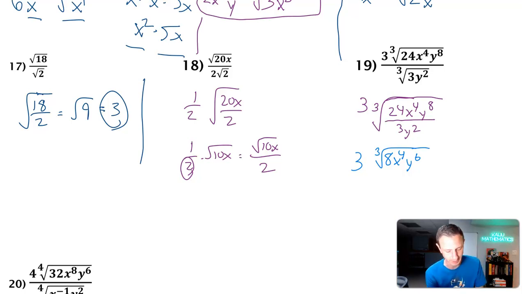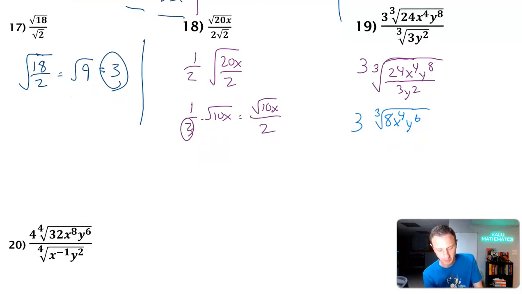Now I can take care of what's inside the radical. So the 3 times cube root of 8 is 2. So the 2 is going to bump out because the cube root of 8 is just 2. So that 3 is now going to be multiplied by 2 because of that cube root of 8. And then we have the cube root of x to the 4th.